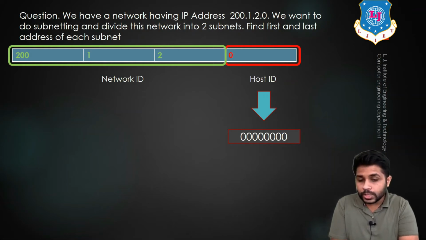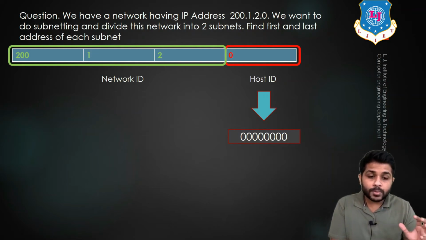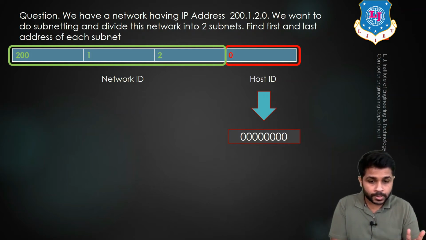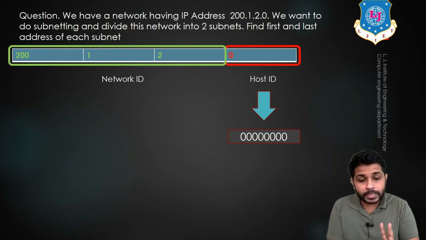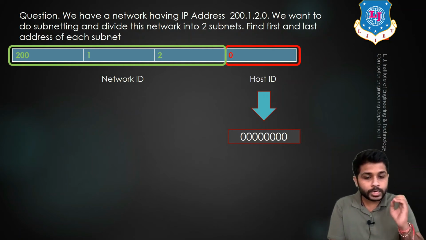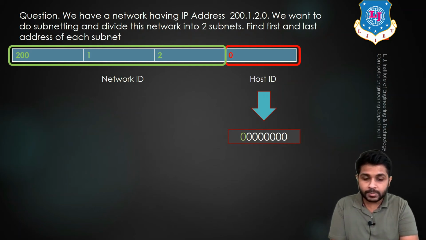Now the question is, why 1 bit is converted? Because we want 2 subnets. So 2 raised to n will give you the number of subnets, and what is n? It is the converted bits. So if we convert 1 bit, we will get 2 raised to 1, it means 2 subnets. If we convert 2 bits, we will get 2 raised to 2, it means 4 subnets. Right now we need only 2 subnets, so we will convert only 1 bit. So let's convert the bit into network and the remaining bits are for host.